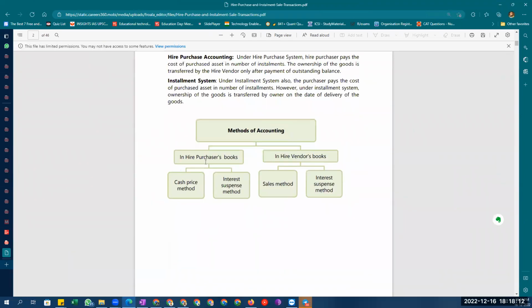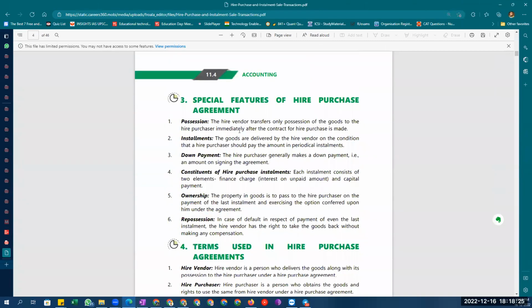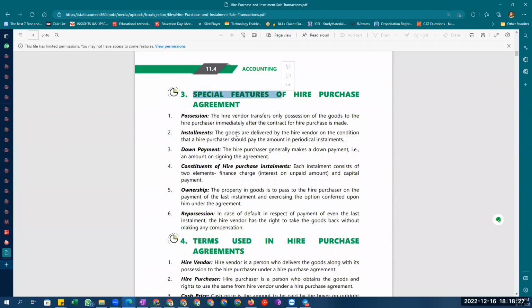So methods of accounting: we can keep the records of accounts in the hire purchaser's book or the hire vendor's book. Hire purchaser basically is us, and the hire vendor is basically the seller. We have already seen this. Now, in this, the special features of a hire purchase, I already told you that the possession of the goods goes to the hire purchaser immediately after the transfer of possession happens, right? But the ownership only passes when the last installment is paid.